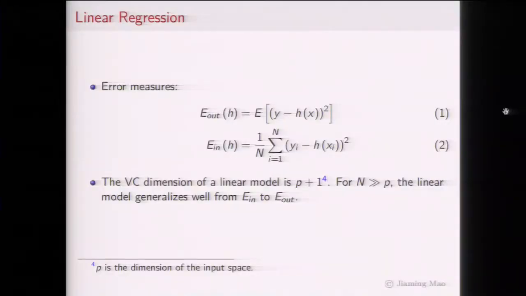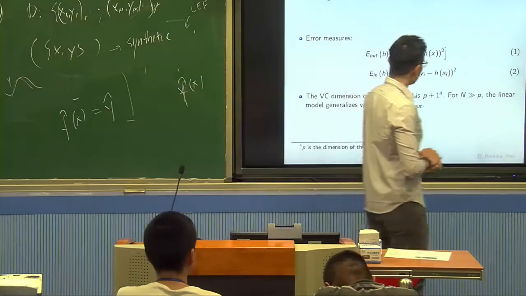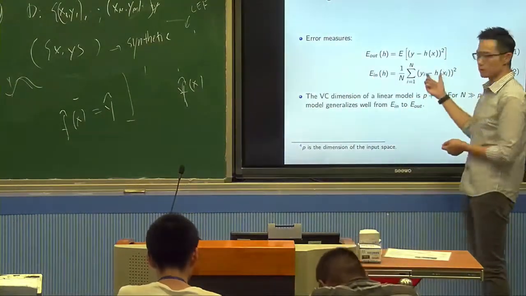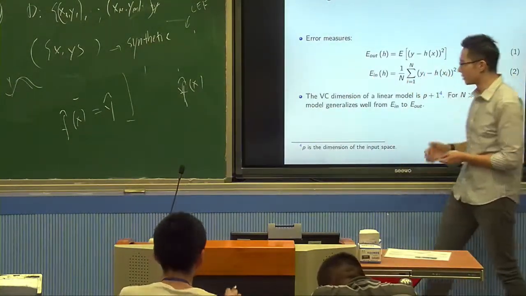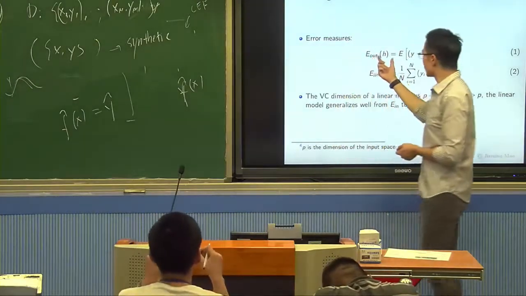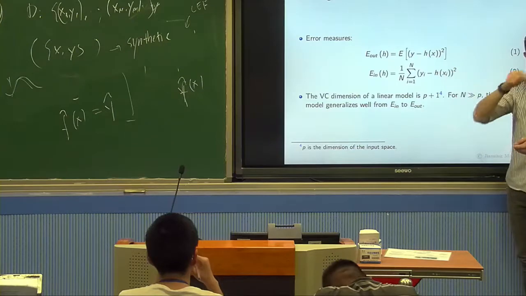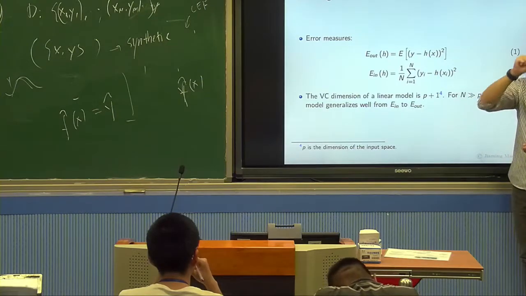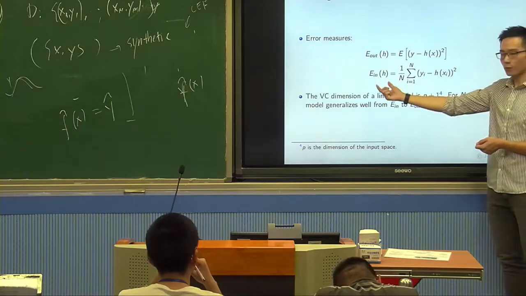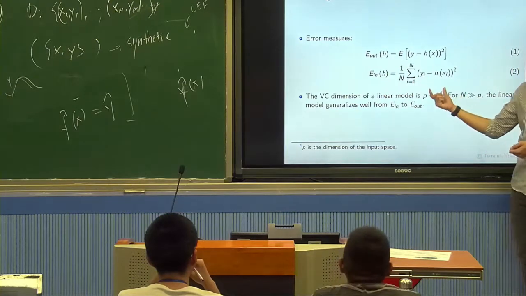Okay. All right. Now, what is the error measure? The error measure is the L2 loss function, right? The expected value of L2. So E out, the out-of-sample error, is the expected (y minus h(x)) squared. And remember, each h(x) is a linear hypothesis, x prime beta. And the in-sample version is the average of them on observed data.